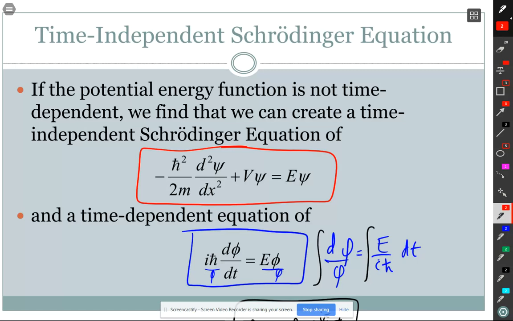So in class last week, we said it's possible to separate the Schrödinger equation into a time-independent Schrödinger equation and a time-dependent Schrödinger equation. So we have two different equations.